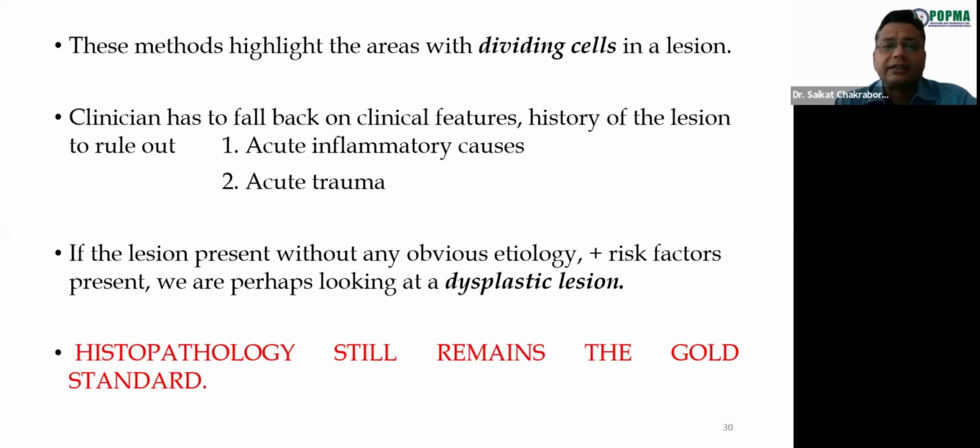You have to fall back on the history. You have to rule out any acute causes, any acute inflammatory causes. For example, somebody who has undergone extraction 3 days before, if you do an adjunct technique on that healing site, it will give a false positive reaction because there are dividing cells. It's a healing lesion. But if there is a red or white patch or an ulcer in the mouth which has dividing cells, which your adjunct technique will highlight, but there is no obvious etiology, there are no risk factors, then you might be looking at something which is dysplastic in nature, and histopathology still is the gold standard.